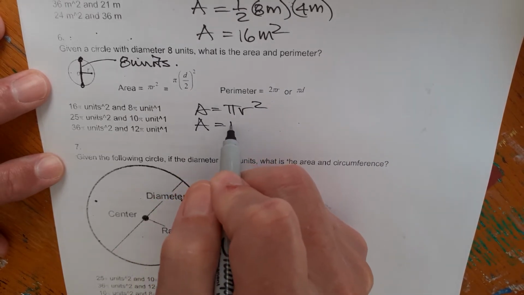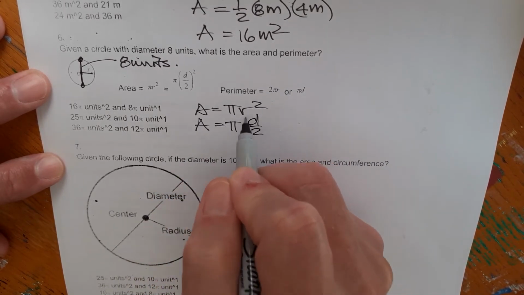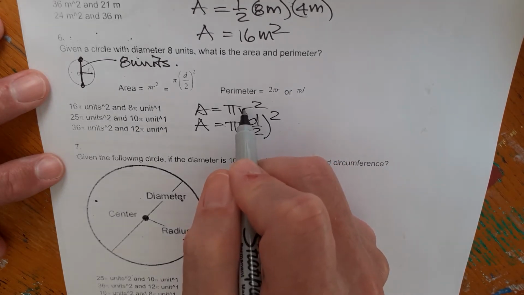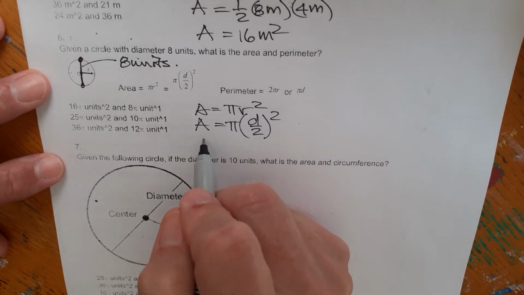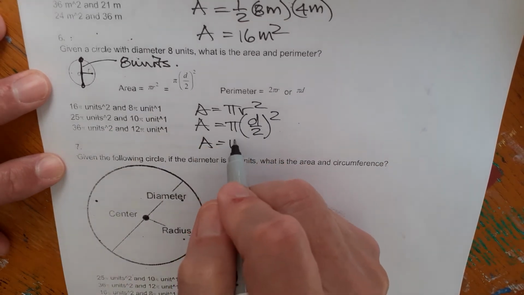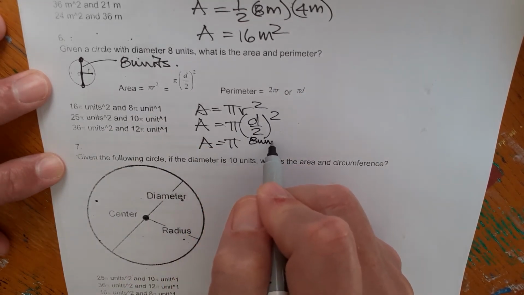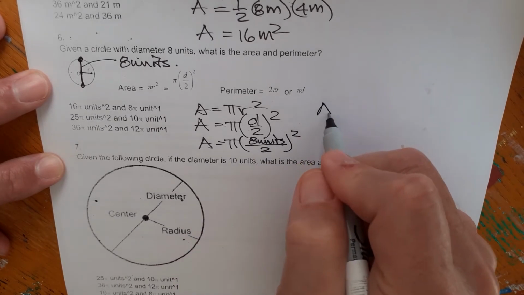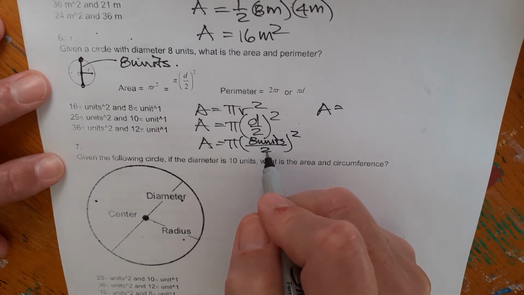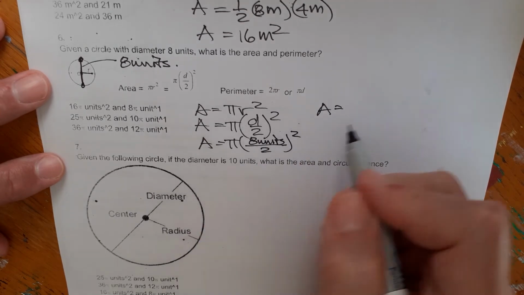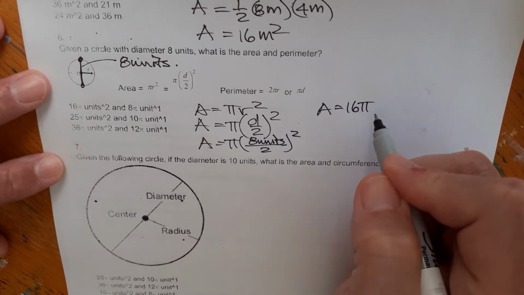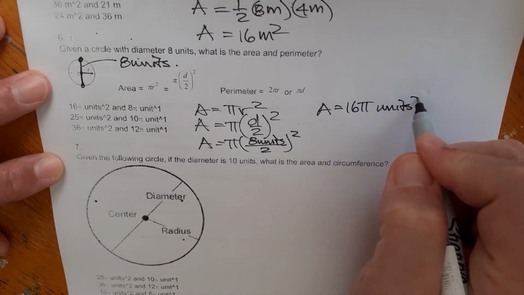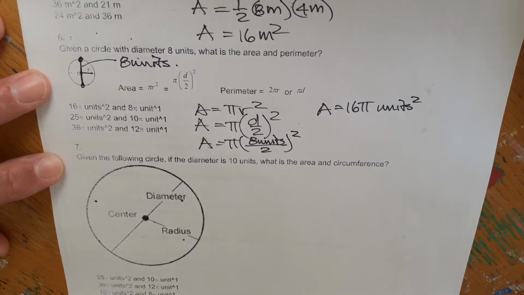So let's modify this and say pi d over 2 and then square it. So that'll take the diameter, divide it by 2, which will take us back to what is radius. So area equals pi, 8 units, divided by 2, and squared. Area equals 8 divided by 2 is 4. 4 squared is 16, so I like 16 pi right here for area. Units is being squared, so it's units squared. And that's good because we need to have an area squared.